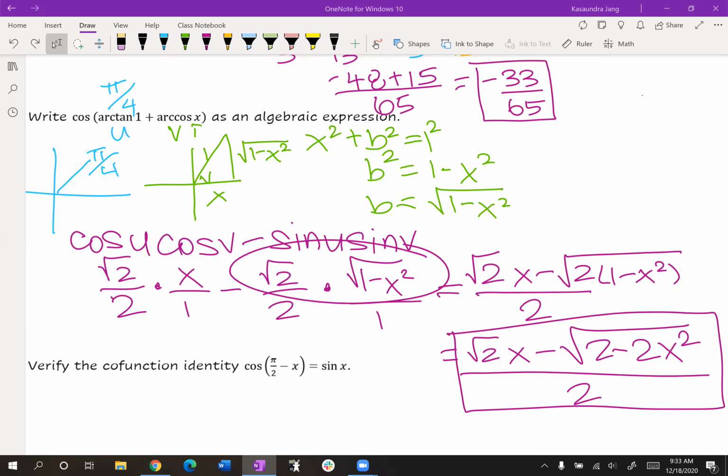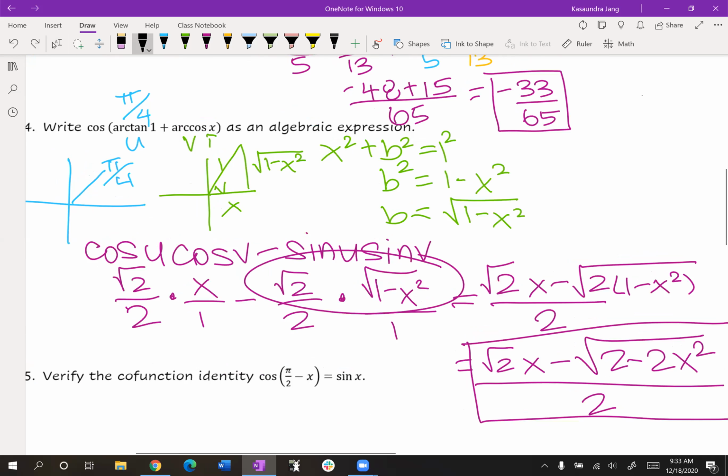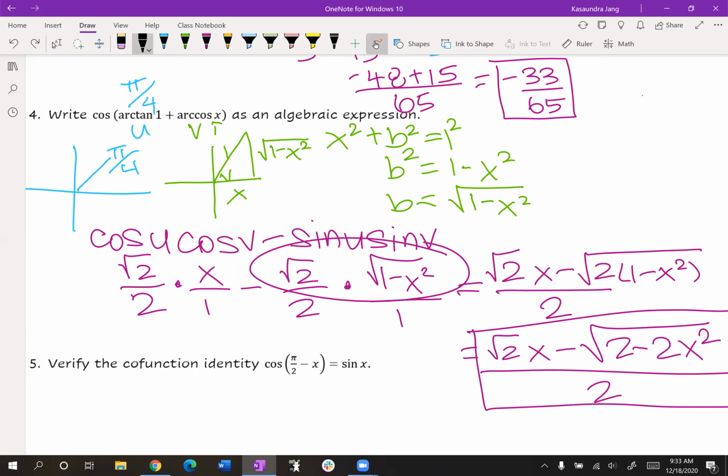Oh, Audrey, so, okay, as far as simplifying the square root, what I cannot do, say this is not equal to the square root of 1 minus the square root of x squared. If you separate it like that, that is not equal.